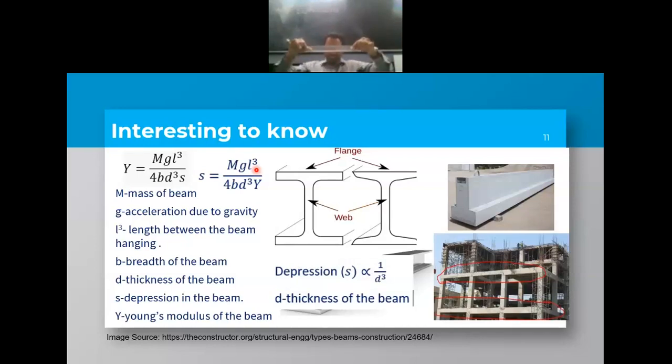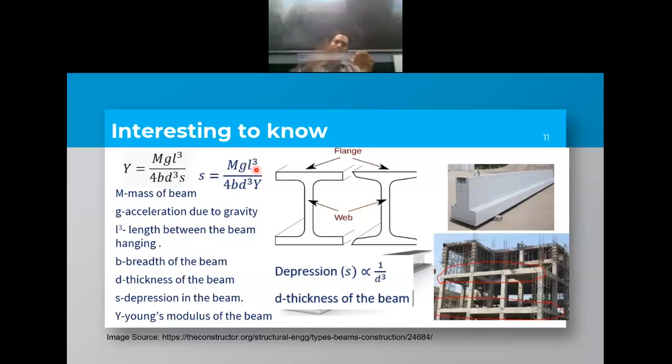Now you see S is inversely proportional to D cube. As the thickness increases, the depression decreases. Here the thickness is very low, so it gets depressed. In this direction the thickness is more and the depression is very little, so it is not bending. That is why in the construction of a beam, you always see that the thickness of the beam is much greater than the breadth.